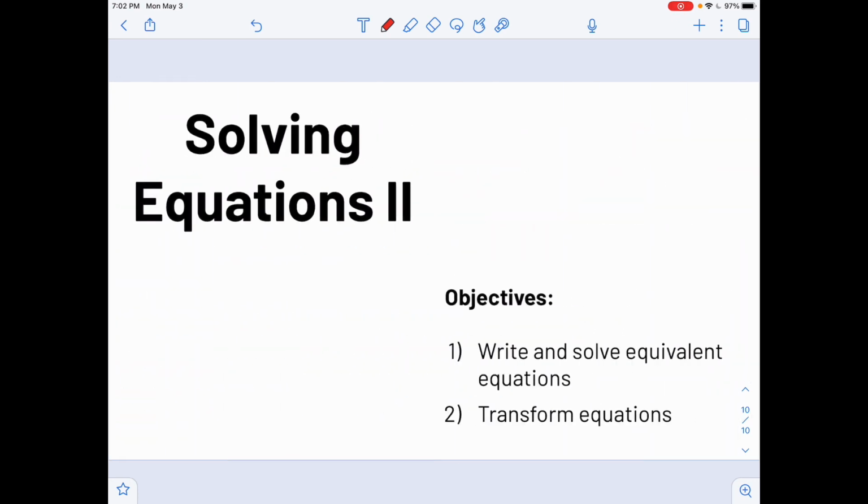So today we learned how to solve equations using the 4 steps, where we wrote and solved equivalent equations and we transformed equations.